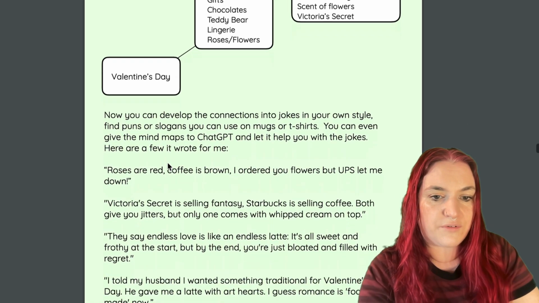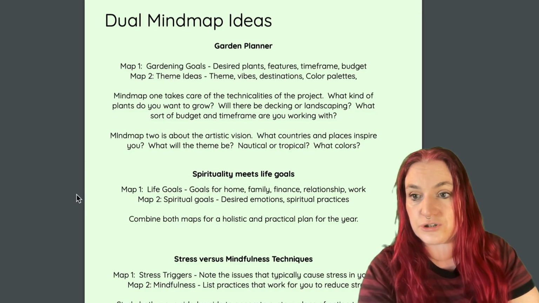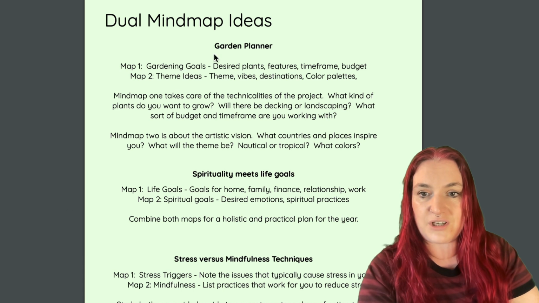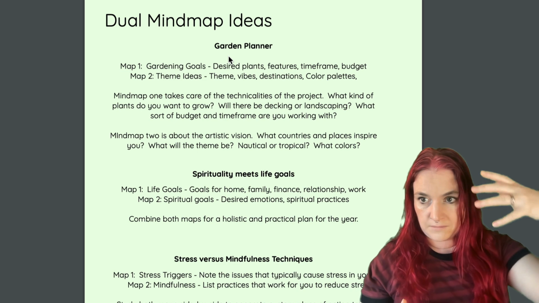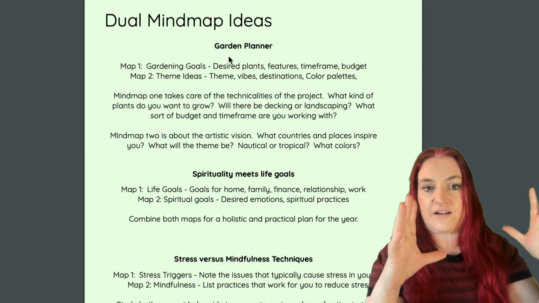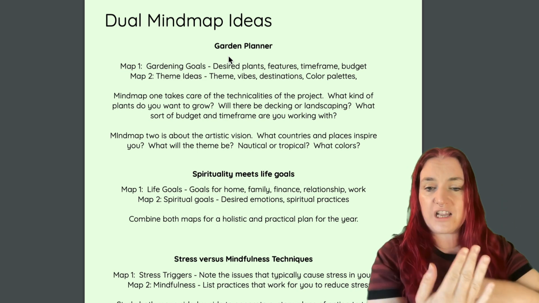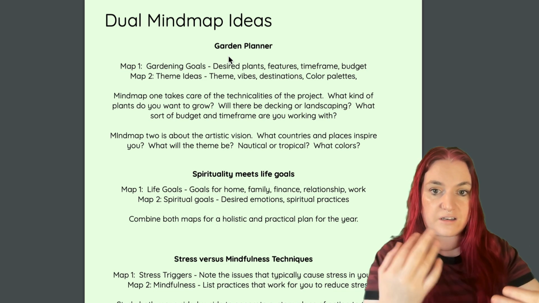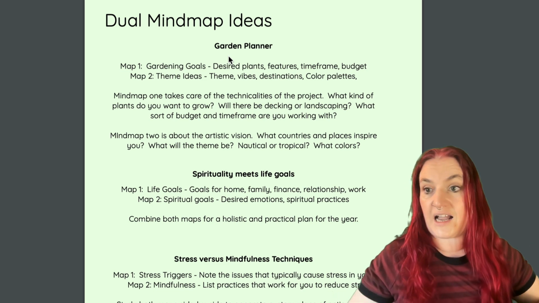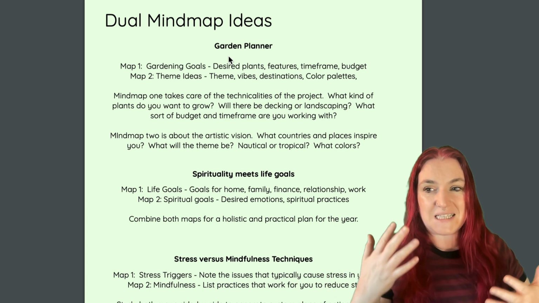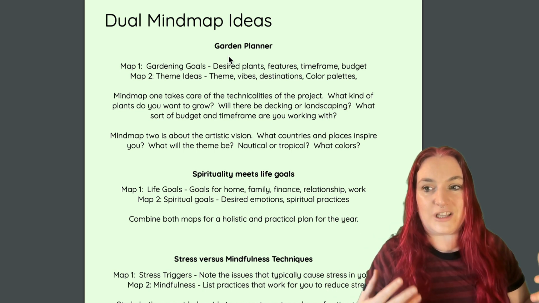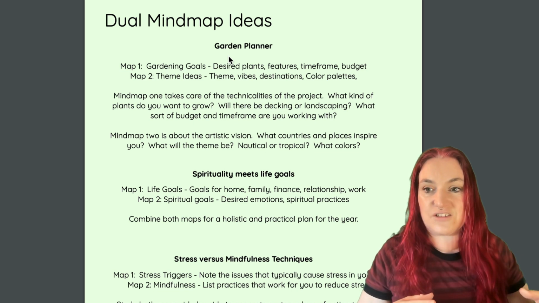So then I've given you a few more ideas of how you can use dual mind maps. So for example, I've given you this idea here for a garden planner. So what you could do is in mind map 1, you could have your gardening goals. So what kind of plants do you want to have in your garden? What features is the garden going to have? Is it going to have a deck? What's your time frame? What's your budget? Basically all the facts and all the specifics and technicalities of the project.